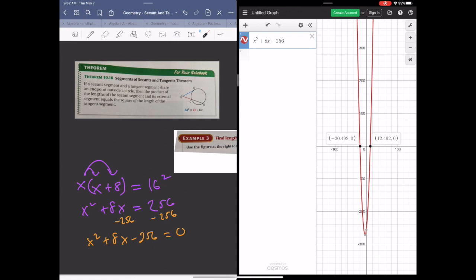A length can't be a negative, right? You can't be negative 2 feet tall. So the only one that's going to work for us is the 12.492. So that means that x is 12.492.